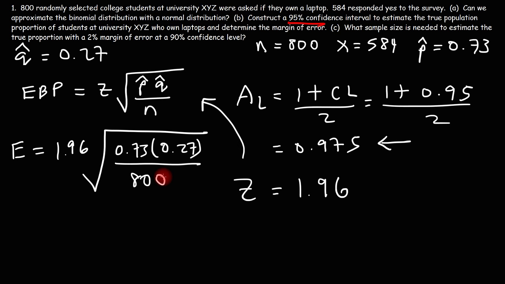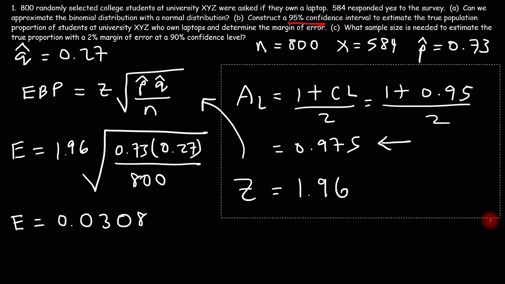So 0.73 times 0.27 divided by 800, that's 2.46375 times 10 to the minus 4. If you take the square root of that result and then multiply it by 1.96, you should get a margin of error of 0.0307648. I'm going to round that to 0.0308. So that's the first half of part B.